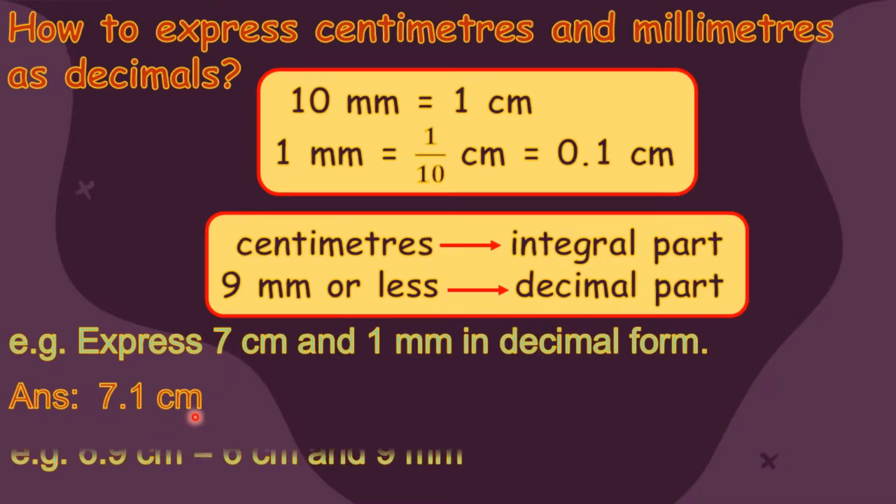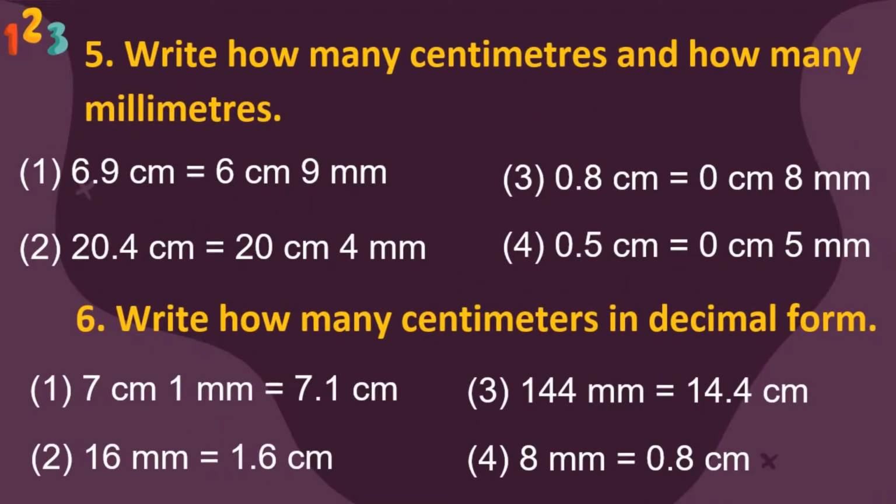One more example, we have 6.9 centimeter and we write this as a centimeter and millimeter. So the part before the decimal point, that is the integral part, will take as a centimeter, and the number after decimal point will take as a millimeter. So this can be written as 6 centimeter and 9 millimeter. Here, some more examples are given for your practice.